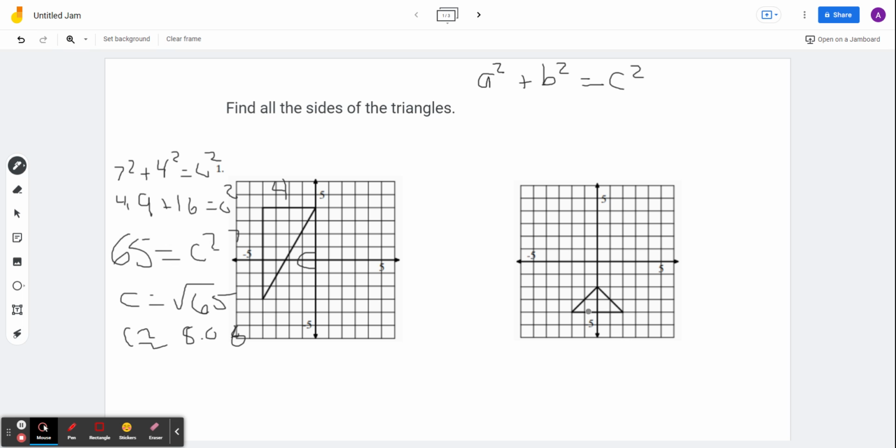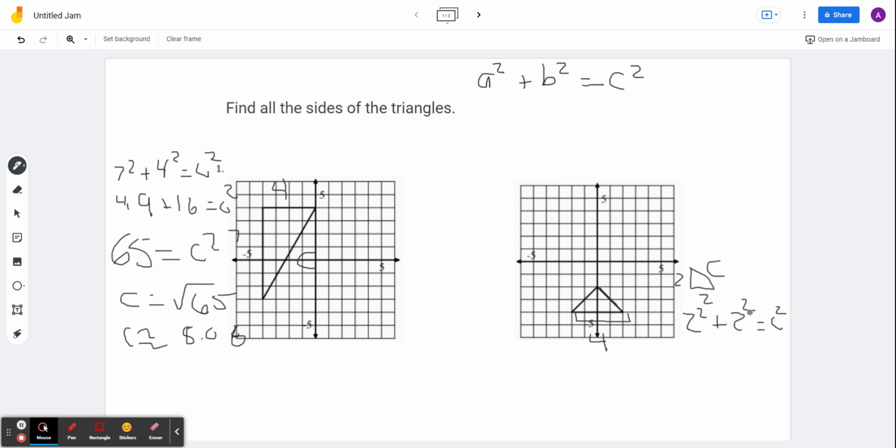Now, for this one, what we would do, this side length here is 4. And we need to figure out this side length. Well, what I'm going to do is take just this half of the triangle. This is 2. This is 2. And I'm going to call that the hypotenuse C. So we would say 2 squared plus 2 squared is equal to c squared.